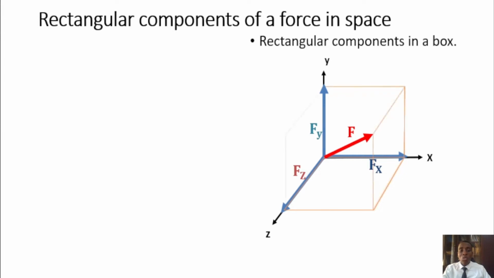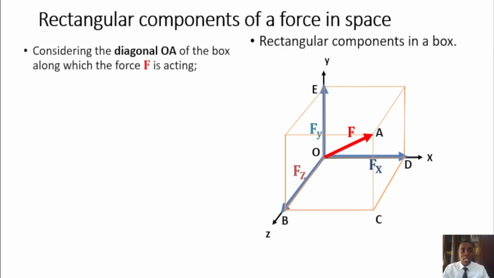So I will draw a cuboid, and this cuboid has length Fx along the x, Fy along the y, and Fz along the z. Now let's look at it, considering the diagonal OA of the box along which the force F is acting. So look at this diagonal OA and this F.